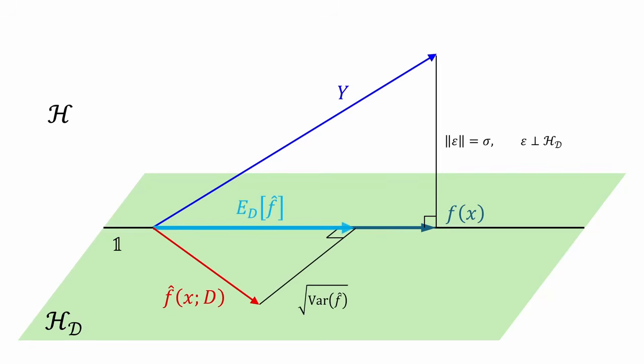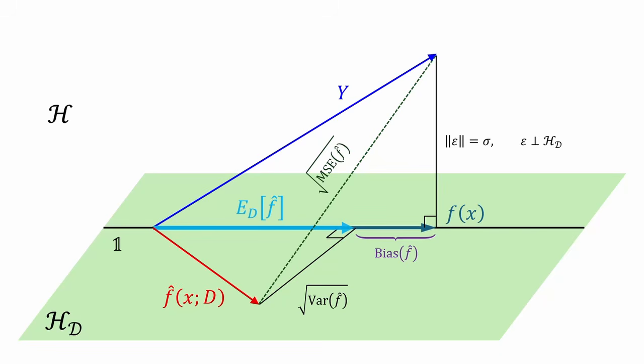We then project f hat onto the subspace 1. So we get E_D of f hat that lies in the direction of 1, and its perpendicular component has length the square root of the variance of f hat. The difference between f and E_D of f hat is the bias of f hat. And finally, we connect the tips of y and f hat. This line segment has length the square root of MSE.